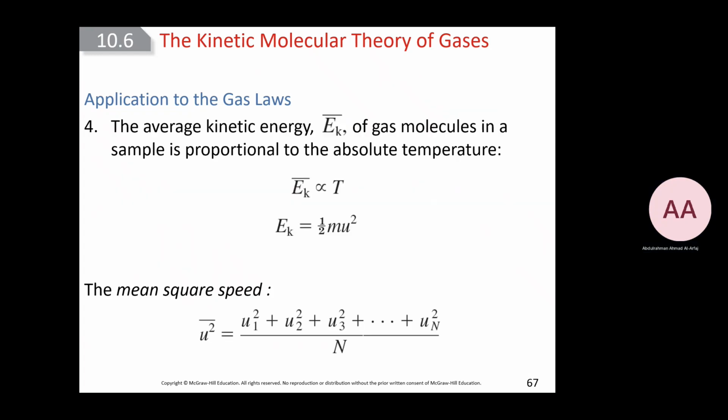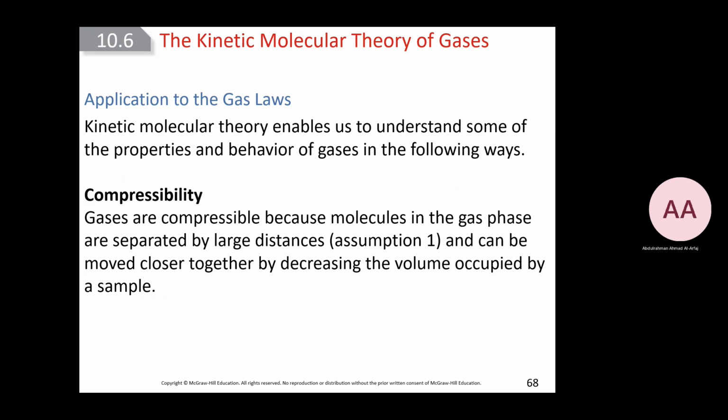Good. From this, we will use a speed like this, the root mean square speed, and from now on we're going to call it the speed of all the molecules divided by the number of molecules. And instead of this thing, we're going to use URMS, root mean square. This is the root mean square of U. Good.